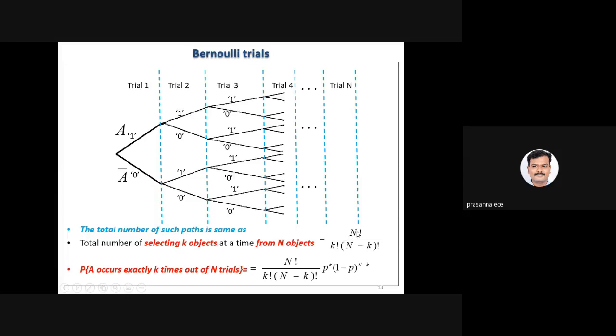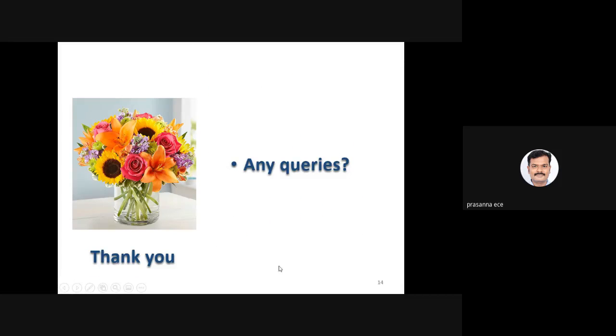That is given by n factorial divided by k factorial times (n minus k) factorial, the combination of k out of n objects. That is the total number of such paths along the tree. So we multiply the total number of such paths with the probability of an individual path, that is p to the power k times (1 minus p) to the power n minus k. So that is our Bernoulli trial result.